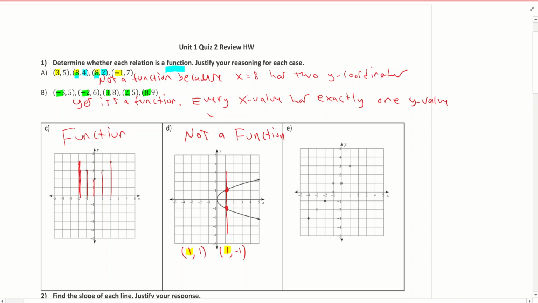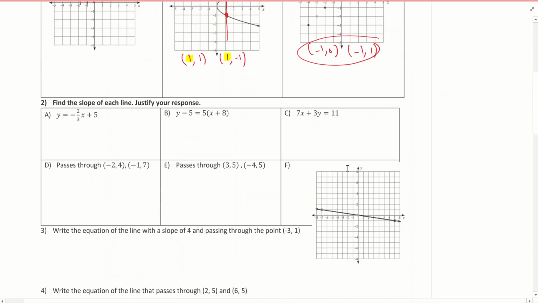And the last one, same idea. All the points are good until you get to here, right? We could write -1, 0 and -1, 1. Those are both points on there and they have the same x coordinate. So basically that's the same idea where you're in 2 places at the same time, which is not possible. So this one is also not a function. And the reason I'm giving is because these 2 points, right? Those are the 2 points that make it not a function.